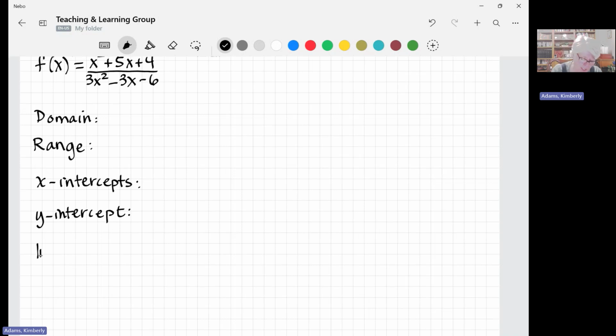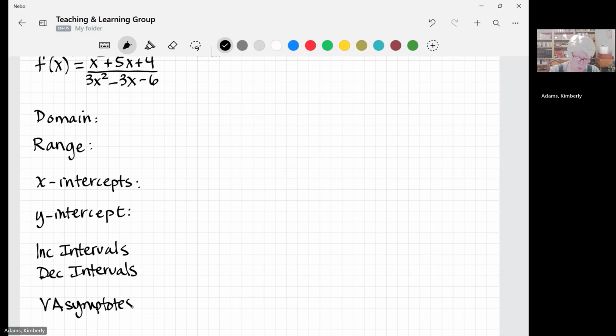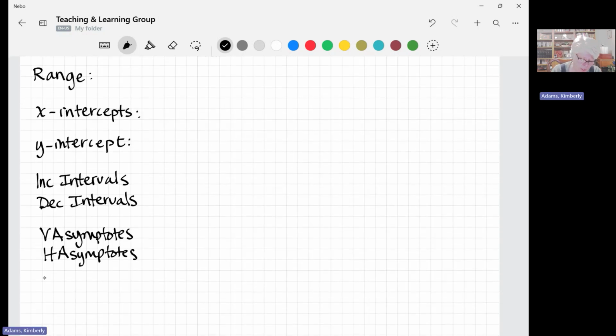Then I want to know where it's increasing. I want to know where it's decreasing. I then want to figure out where the vertical asymptote might be. Horizontal asymptotes. And then finally, I want to know if there are any skew asymptotes. Notice I'm putting it out here, it's rare. It's not a common occurrence for that to happen.